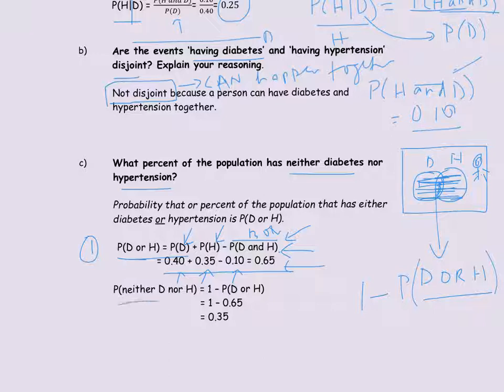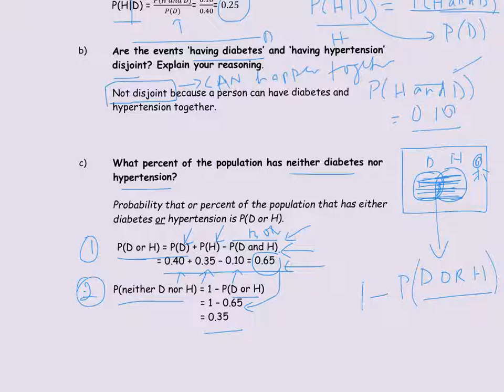Now, what is the probability? So this is the second step to completing the problem. What is the probability that a person has neither diabetes nor hypertension? It's equal to 1 minus the opposite, which is probability of diabetes or hypertension. We've already calculated that. We just plug that in, and that is the probability. That is 0.35 is the probability that a person has neither diabetes nor hypertension, which is nothing, doesn't have any problem.